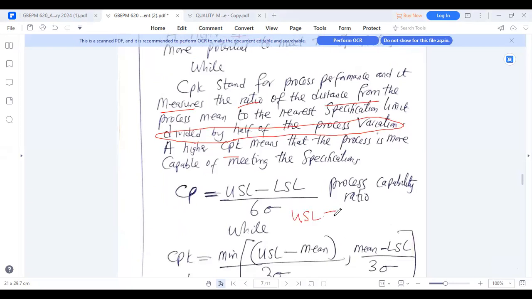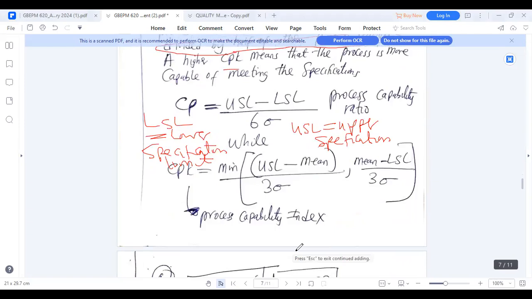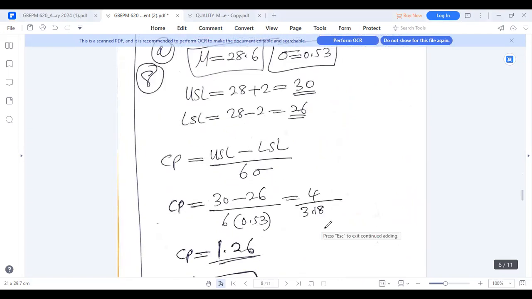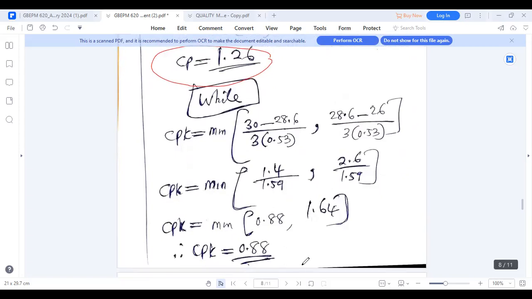This one simply means upper specification, then this one simply means lower specification limit. So for the CPK, we need to also look at the minimum of these ones. All right, and then we're simply saying that the CP is 1.26, while this other one is 0.88.